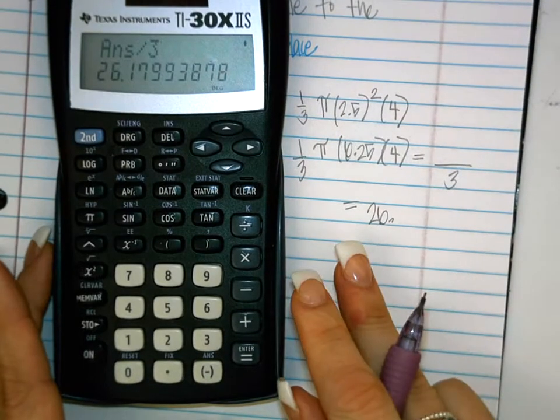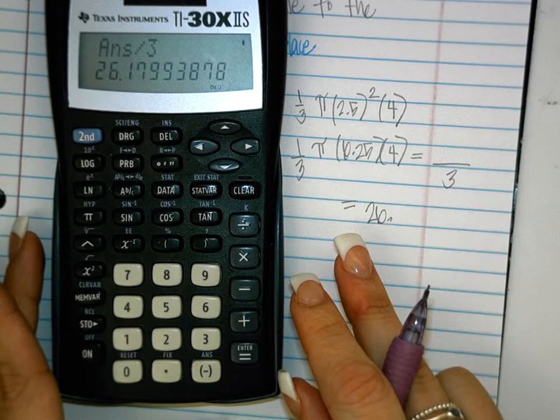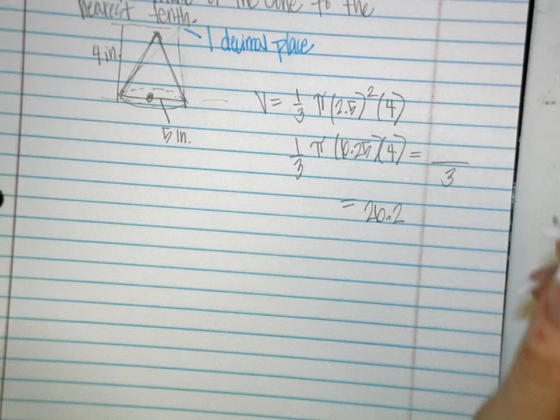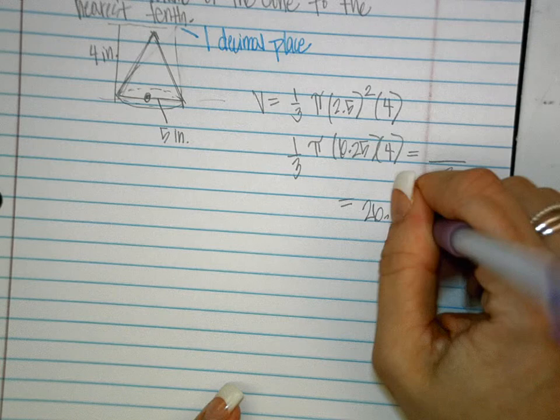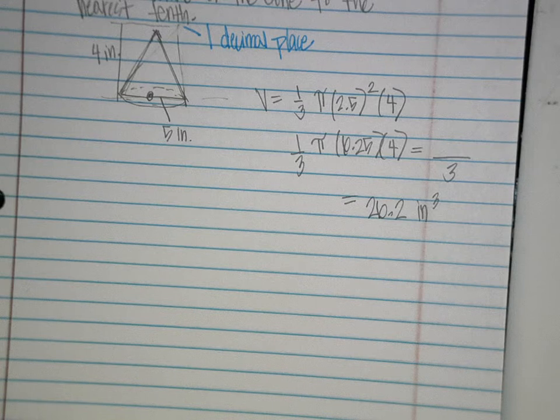It says 1799, all these decimals, 2. How would I round this to 1 decimal place? 26.2. And what should my label be? Inches cubed. Okay, 26.2 inches cubed.